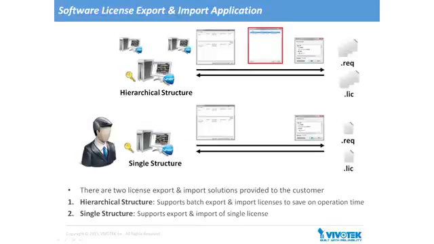The software license further produces two license export and import solutions for users. One is a hierarchical structure for batch licenses, and the other is a single structure for single licenses. Using batch licenses will save users more operation time.